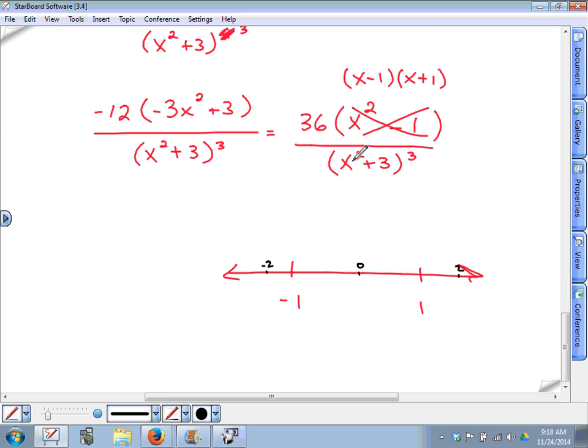Didn't we say that the denominator is always going to be positive? So that's always just going to be a plus sign. But if you plug negative 2 into the second derivative, you're going to get a negative 2 minus 1, which is a negative, and a negative 2 plus 1, which is a negative. Negative times a negative is positive. So that's a big positive region when x is less than negative 1.